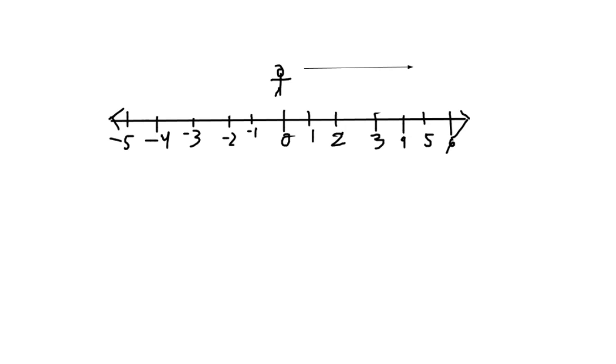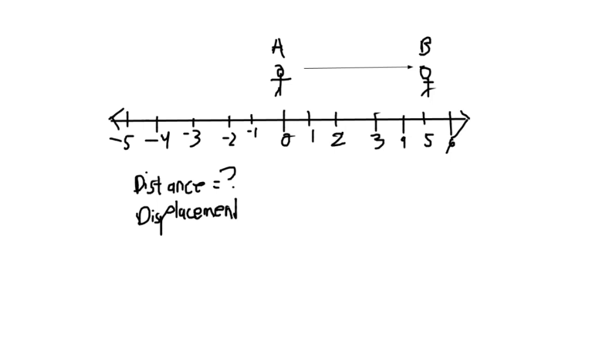So itong taong to is on the number line, which is he is first on position A, which is 0. And he travels to position B, which is 5. So what is the distance? And what is his displacement? What is that? So okay.